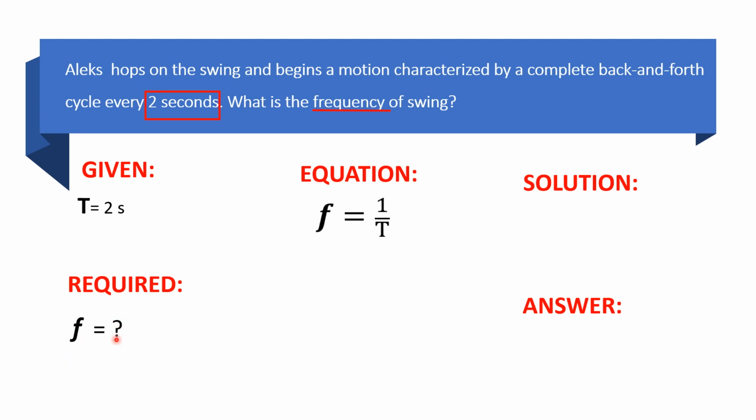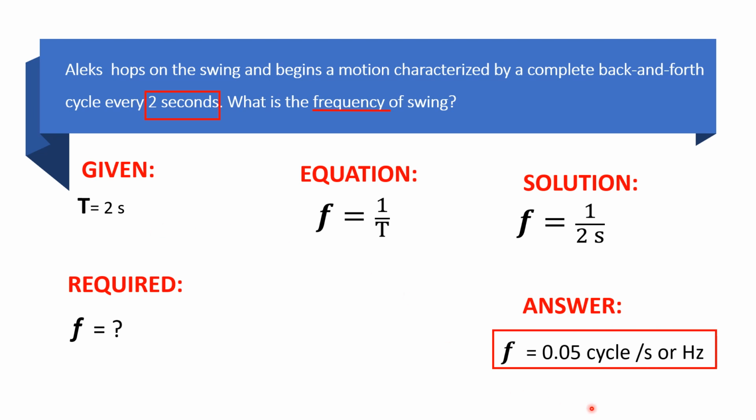The equation is the reciprocal of period. f is equal to 1 over T. So the solution, we have 1 over the period, which is 2 seconds. So the frequency is 0.05 cycle per second or 0.05 hertz. So you may use this unit or this unit. I hope you have the same answer with me, and it is very easy.